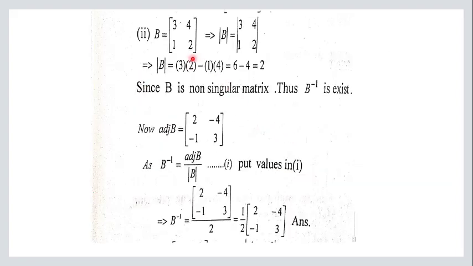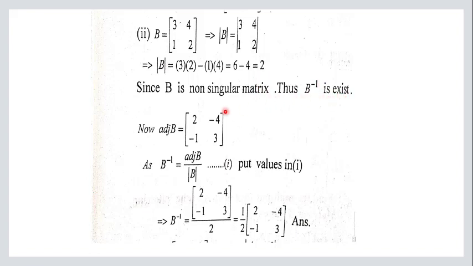So coming to the solution of matrix B, we need to find out the inverse of this matrix B. Steps are quite simple. First of all, we will find out the determinant of this matrix B, which is 3, 4, 1, 2. If we find the determinant, 3 2s are 6, minus 4 1s are 4, 6 minus 4 is 2. As this is not equal to 0, therefore this B is a non-singular matrix, therefore B inverse exists.